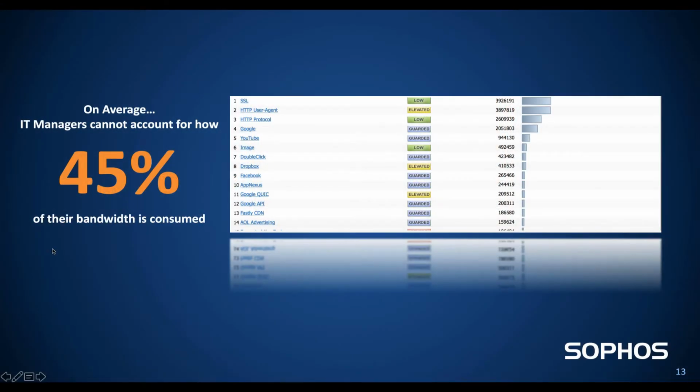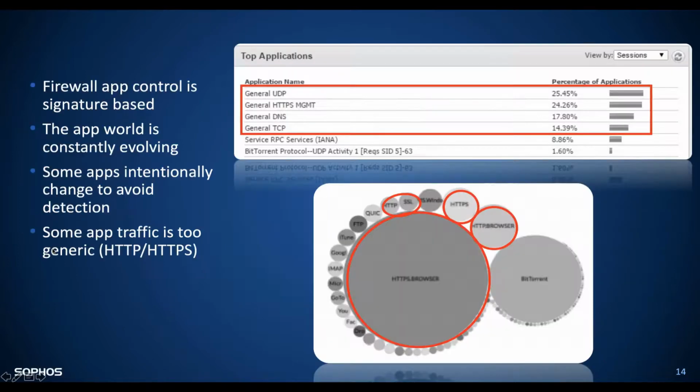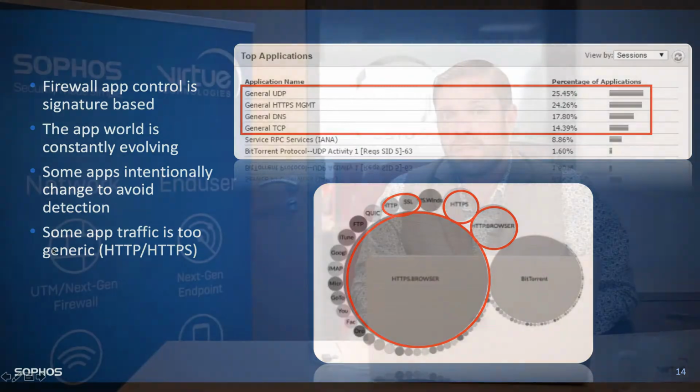Now, thanks to a survey that we conducted, we found out that on average, 45% of traffic flowing through even next generation firewalls is simply unclassified. So here's a real-world report from one of our rival vendors, and you can see there's a large amount of general HTTP and general SSL traffic, which isn't really giving the administrators any meaningful information. Here's another example where we can see general networking traffic like UDP, DNS, for example. Again, it's not telling the administrator anything particularly meaningful.